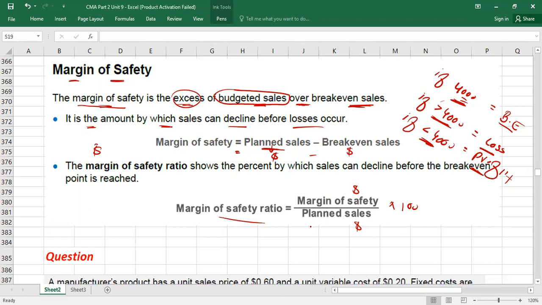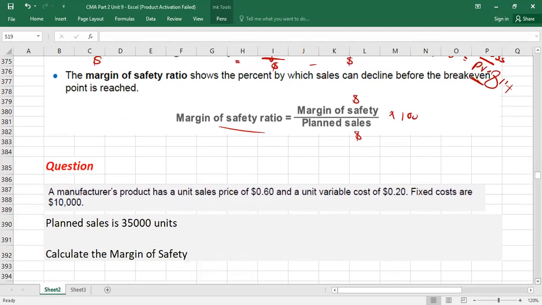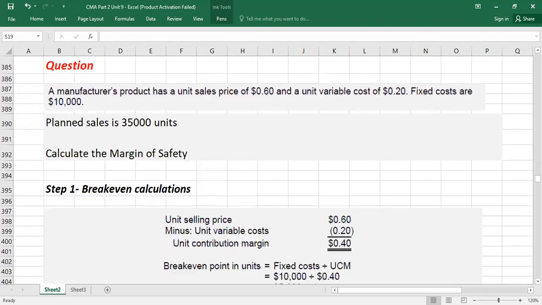Let me first do one small example with you, then I'll show you an exam standard question. So here we go, guys. Let's assume a manufacturer's product has a unit selling price of $0.6. Unit variable cost is $0.2. Fixed costs are $10,000. And we have a planned sale, also called budgeted sales, of 35,000 units. We have to calculate the margin of safety.